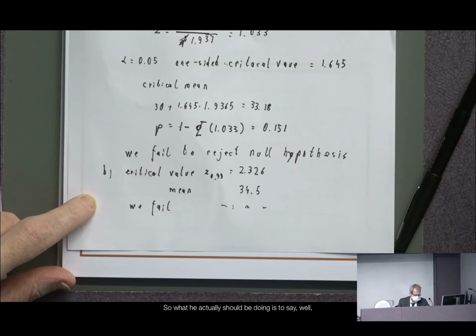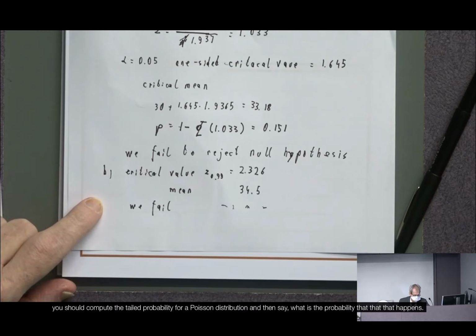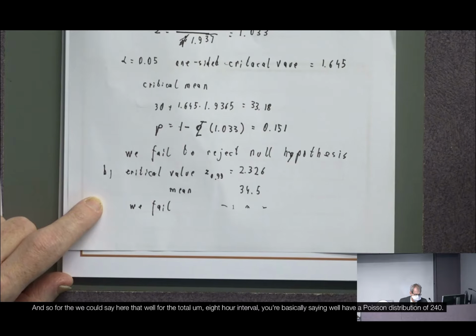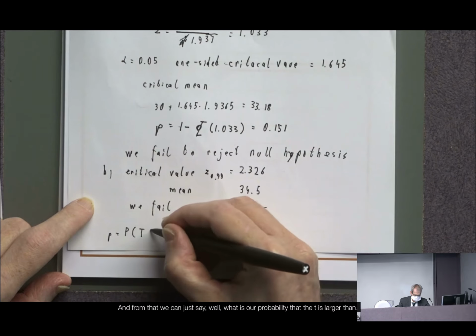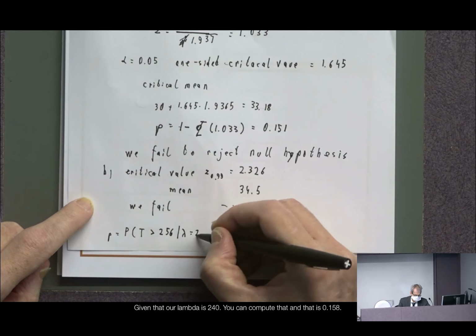So what you actually should be doing is to compute the tail probability for a Poisson distribution, and then ask what is the probability that this happens. We could say here that for the total 8-hour interval, we have a Poisson distribution of 240, and from that we can just ask, what is the probability that T is larger than 256, given that our lambda is 240.